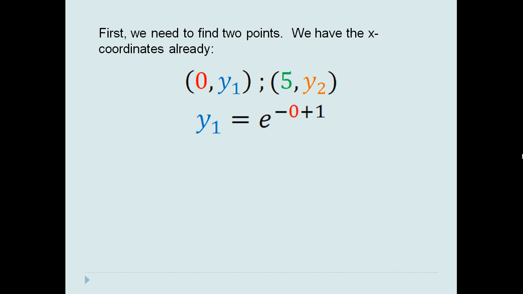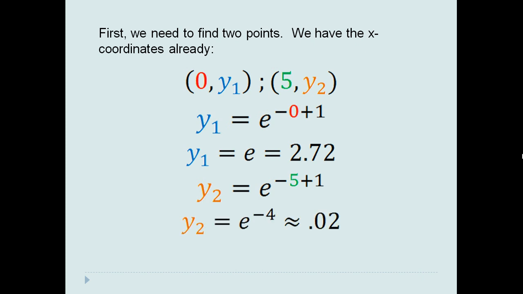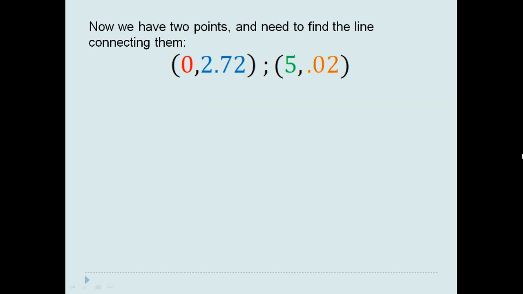y1 equals e to the -0 plus 1. So y1 just equals e, which is about 2.72. And y2 is e to the -5 plus 1, so that's e to the -4, which is about 0.02. Now we have our 2 points, (0, 2.72) and (5, 0.02).